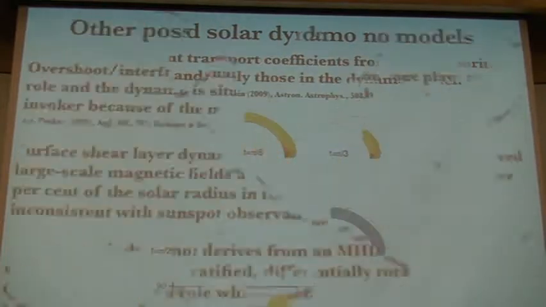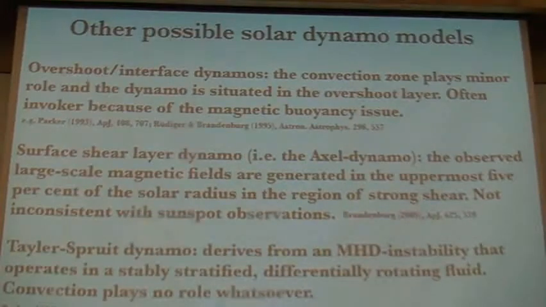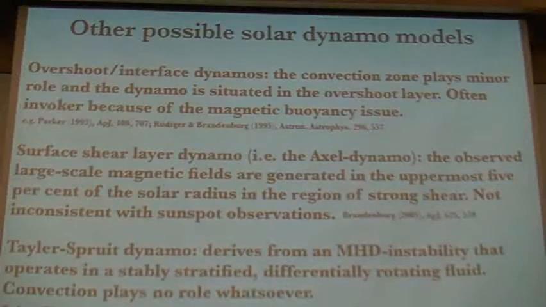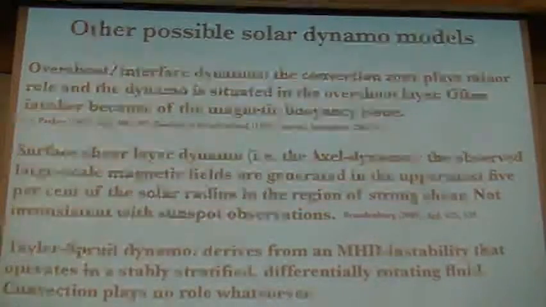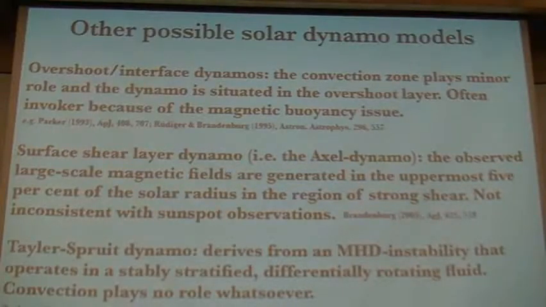Okay, so some of the other models, maybe in decreasing order of plausibility. So, no offense to Axel, who is not on the top of the list here. First of all, we have these overshoot or interface dynamos which work below the convection zone, which are not exactly like the flux transport model. These can work off the buoyancy, but also on turbulent effects. I think Axel is doing this.